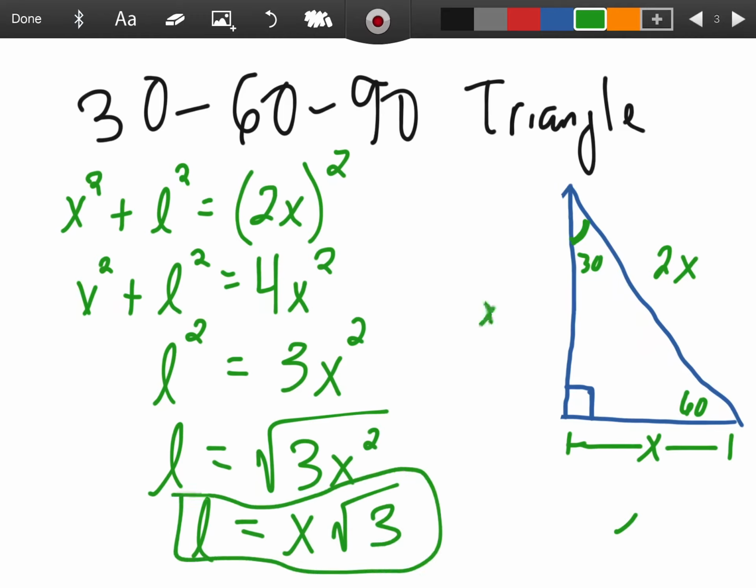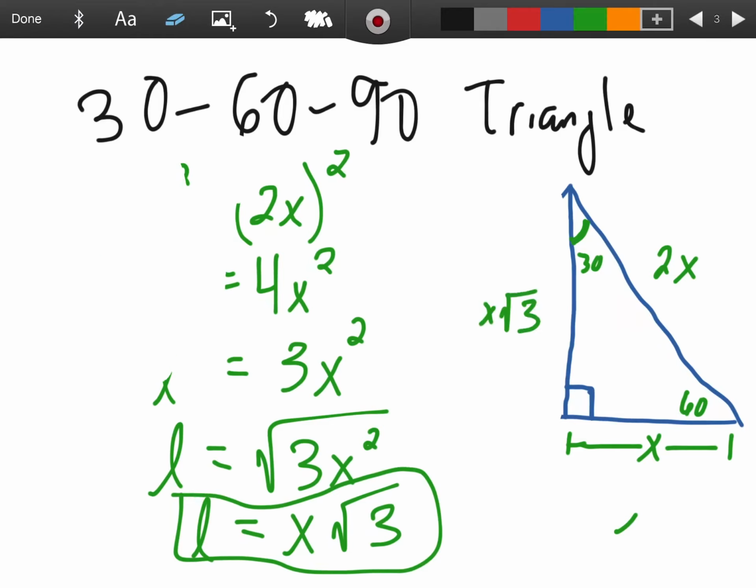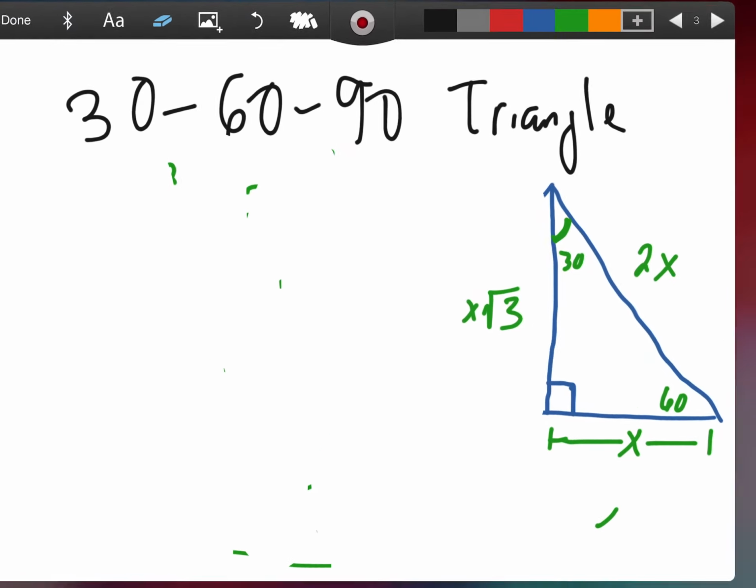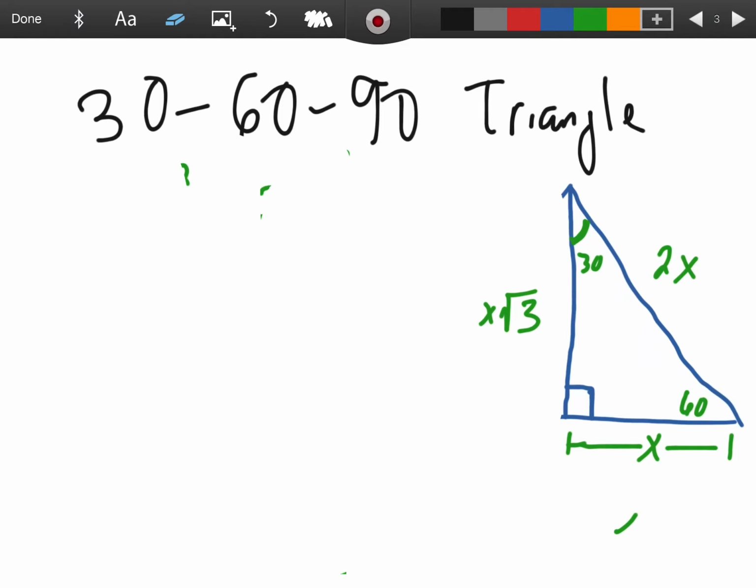All right, so this side here is x square root of 3. Again, same thing. I'm going to write this underneath 30, 60, 90. That is always going to be the ratio of my side lengths. And I'm going to pair it up so it's the opposite ones. So the x is opposite the 30, okay? The side that's opposite the angle. X root 3 is opposite the 60, and 2x is opposite the 90. So this will help you.